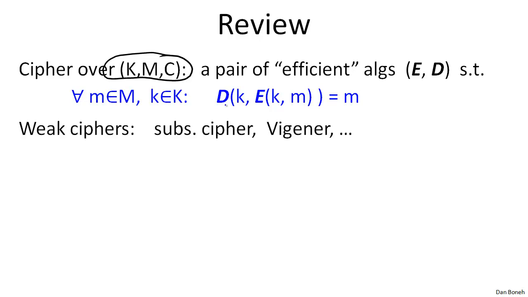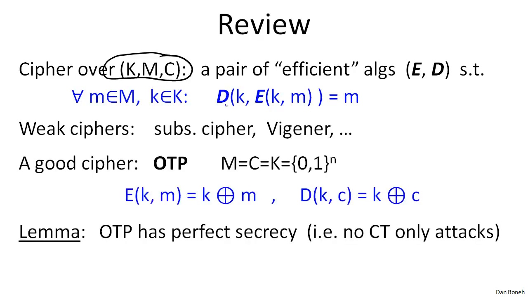Last time we looked at a couple of weak ciphers like the substitution cipher and the Vigenère cipher. We showed that all of them can be easily broken, so you should never ever use those ciphers. Those were just for historical reference. And then we looked at our first example of a good cipher, namely the one-time pad.